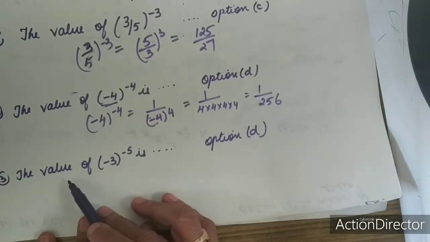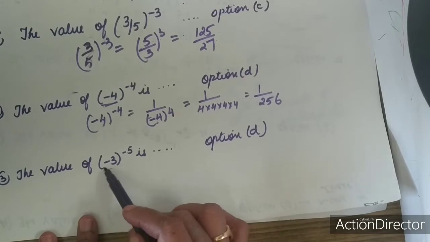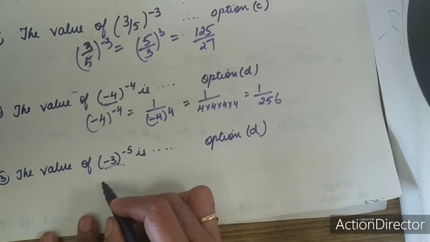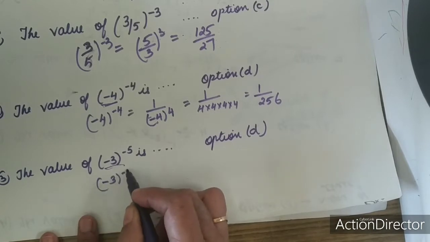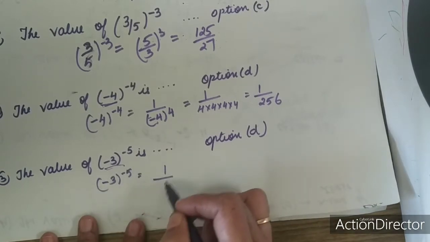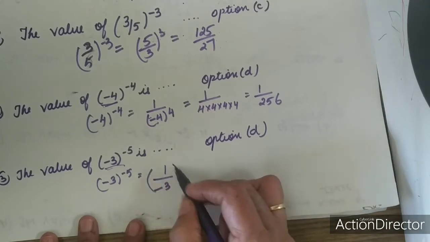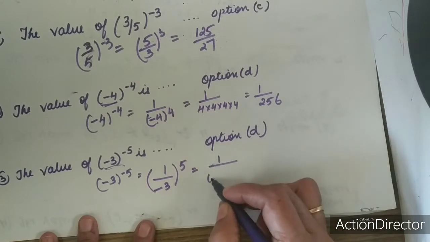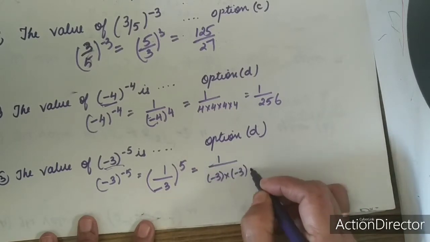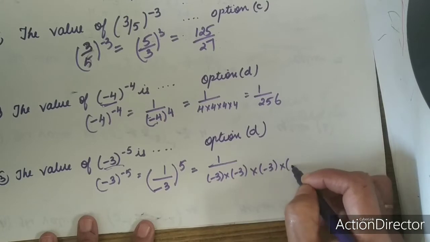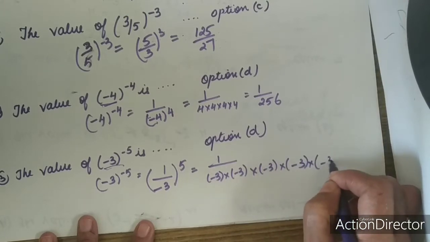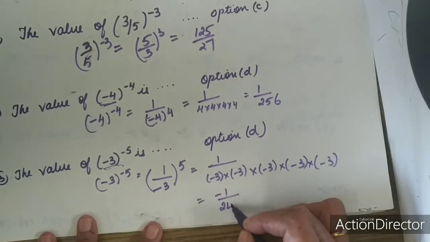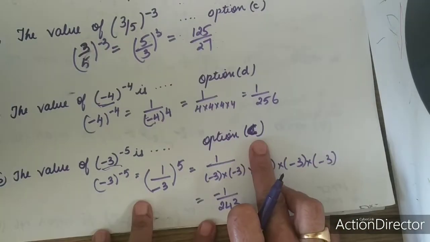Moving on to the third question. The value of (minus 3) whole raised to the power of minus 5. So first step, make the power positive. So (minus 3) whole power minus 5 is equal to 1 upon (minus 3) whole raised to the power of 5, which will be equal to 1 upon minus 3 into minus 3 into minus 3 into minus 3 into minus 3, which will be equal to minus 1 upon 243. Option C is correct.